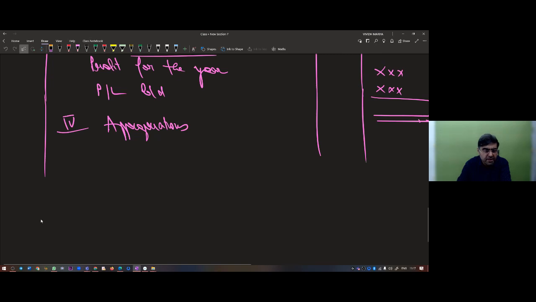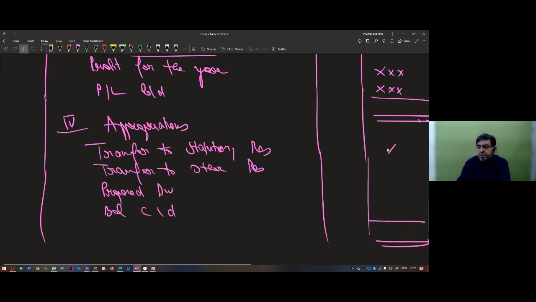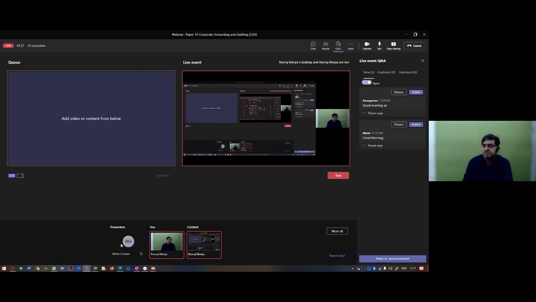Appropriation, for example, transfer to statutory reserve, transfer to other reserves, proposed dividend, balance carried down. We will talk about these items in the time to come today itself. If you have revised the matter, you can always ask your doubts.